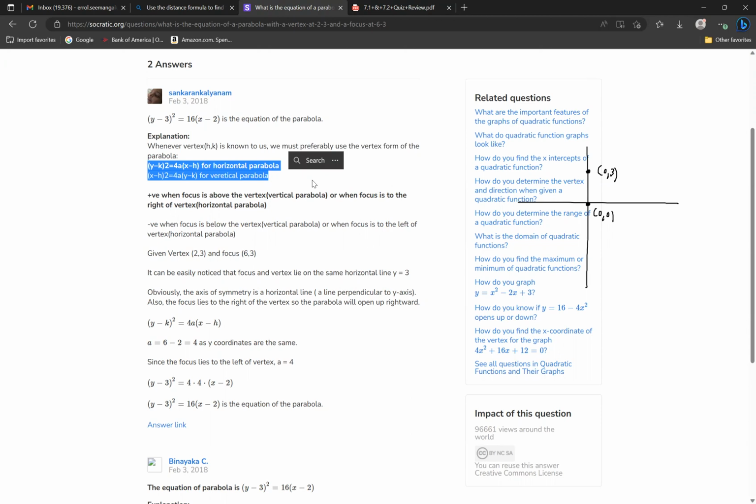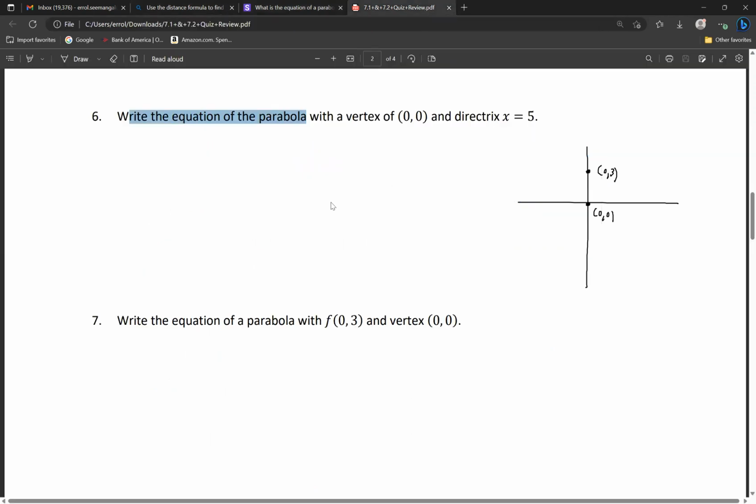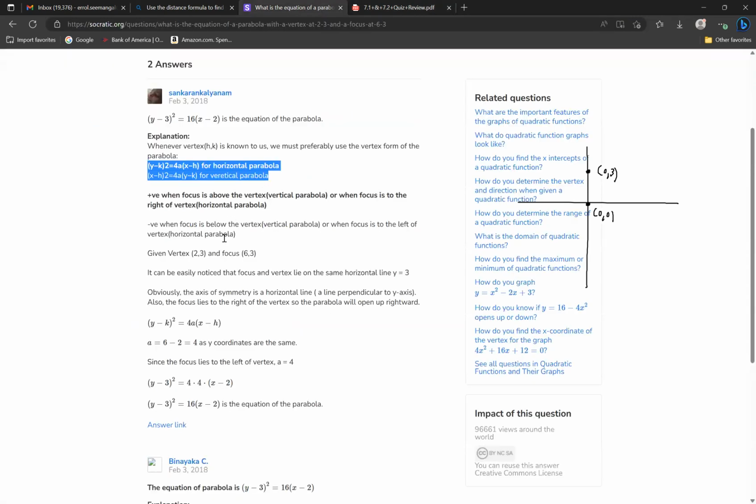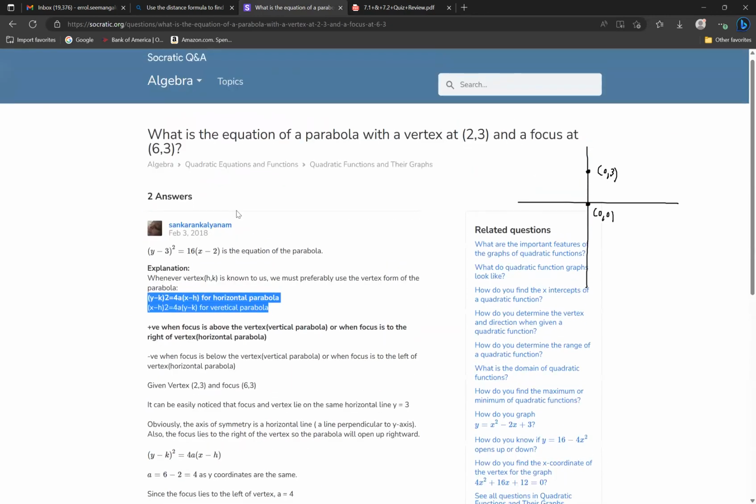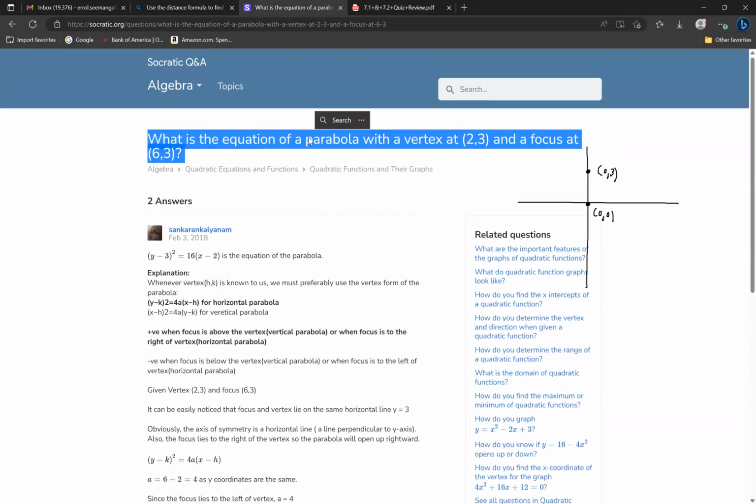All right, let's try this one. This is 7, right? Write the equation of a parabola with a focus of (0, 3) and vertex of (0, 0). Focus and vertex. So what is the equation of a parabola with vertex at that and focus at that?